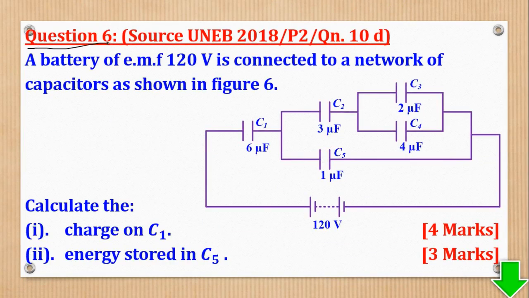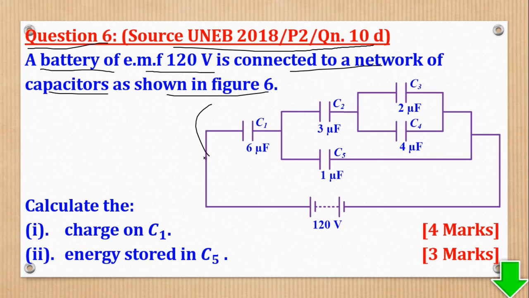Then question 6 came from UNEB 2018 paper 2 question 10D and says a battery of EMF 120 volt is connected to a network of capacitors as shown in figure 6. So this is the circuit. Calculate Roman 1 the charge on C1 and Roman 2 the energy stored in C5.